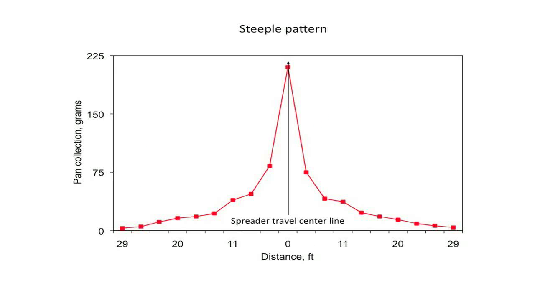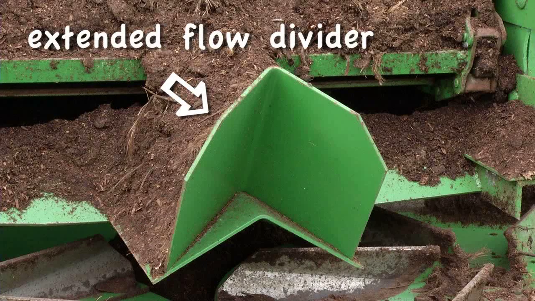We have also seen what we would call a steeple pattern. Here you have very high application rate directly behind the machine, and the application rate then drops off rapidly on the two sides. This type of pattern is observed if the poultry litter stream is not directed onto the two spinners by an extended flow divider. Please make sure that you always have an effective flow divider.